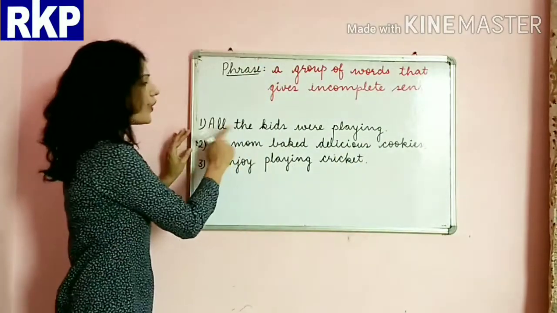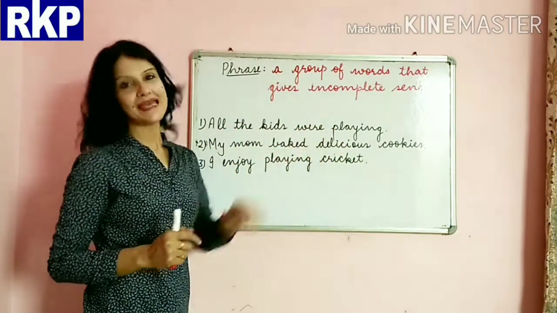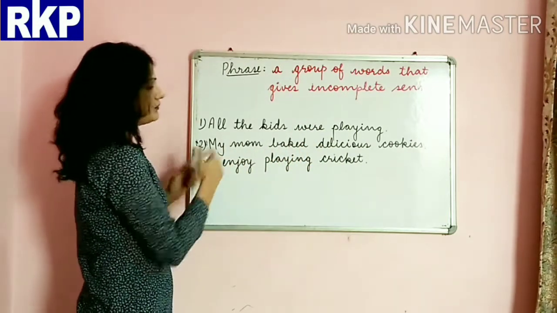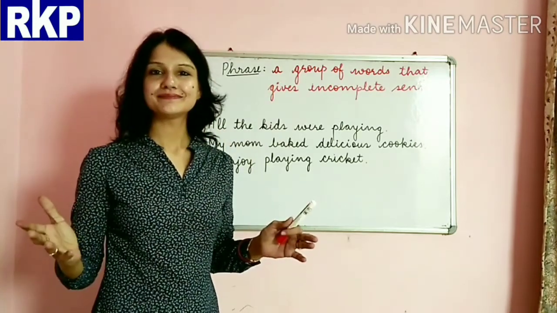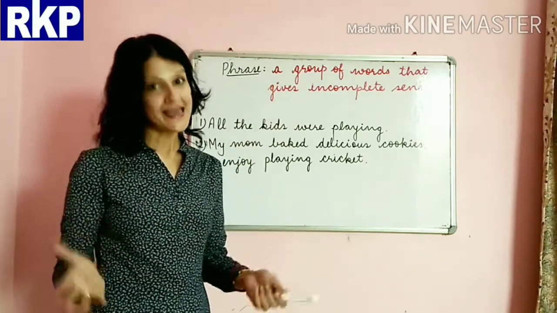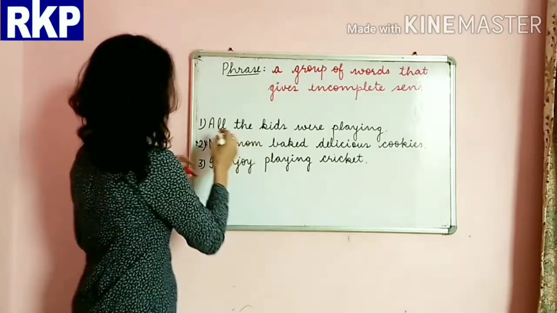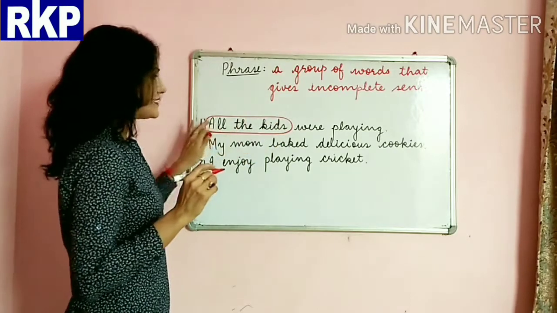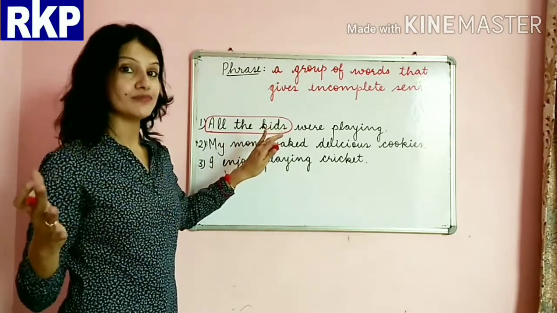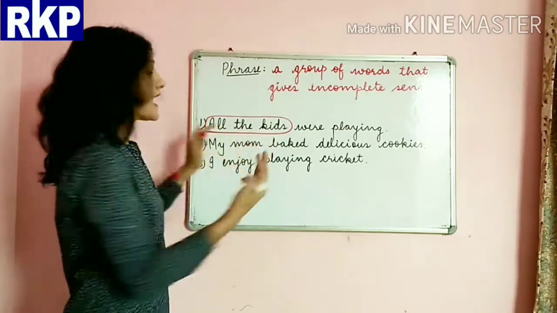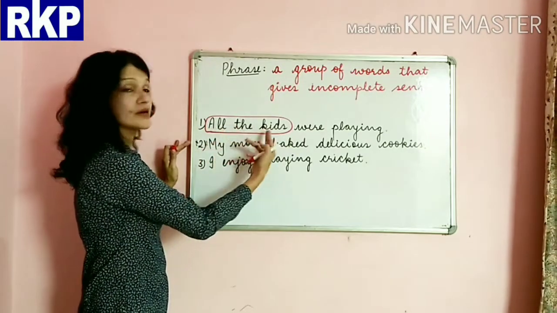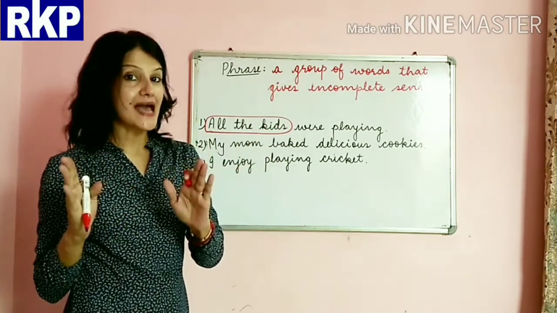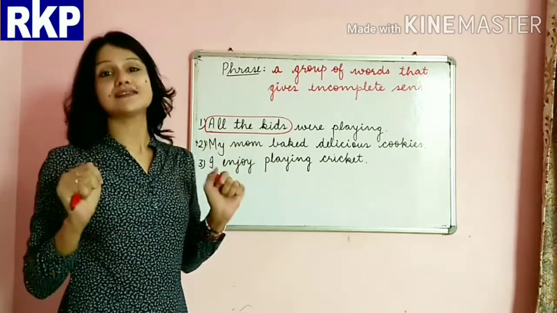Now, all the kids were playing. Okay? All the kids were playing. Now if you see here, who were playing? Yes, all the kids. So this is acting as the noun, acting as the subject. And there, if you see here, there are three words. So this set of three words is acting as a noun in the sentence, right?